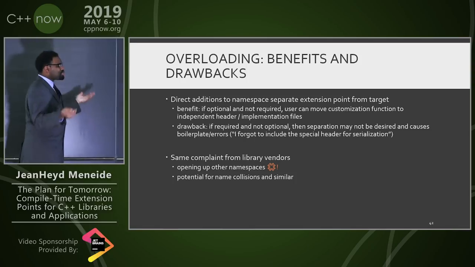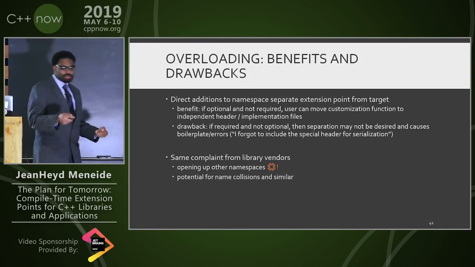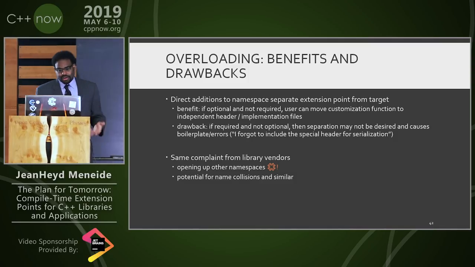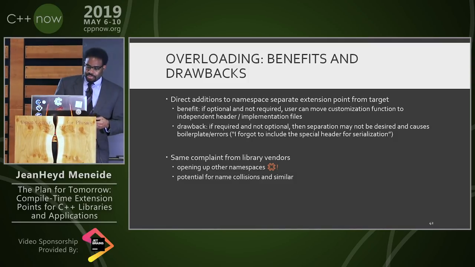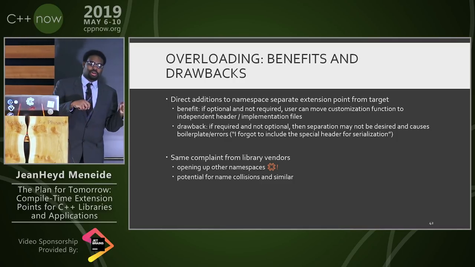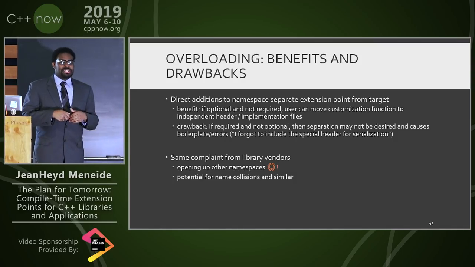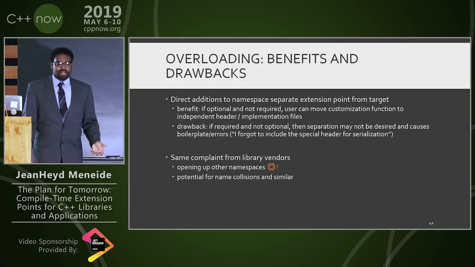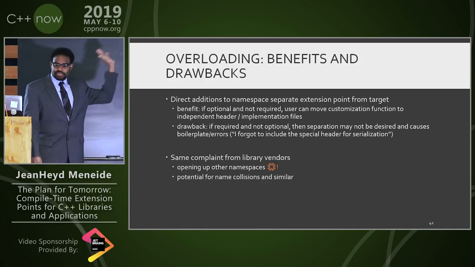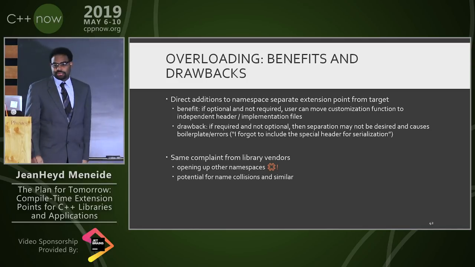Which is pretty good, as far as it goes. The problem is, again, you're cracking open somebody else's namespace, and you get the same complaint from the library vendors. So the way that this works is both a benefit and a drawback. For example, if these customization points are not required, like you include somebody's library but you don't need the serialization customization points, well, the idea is that you can separate these out and define them somewhere else, like in a separate header, and it's totally fine.